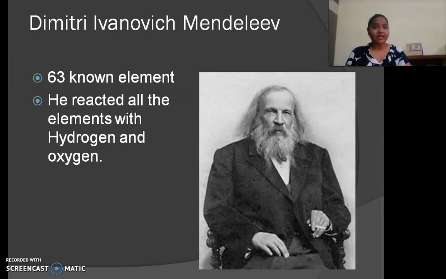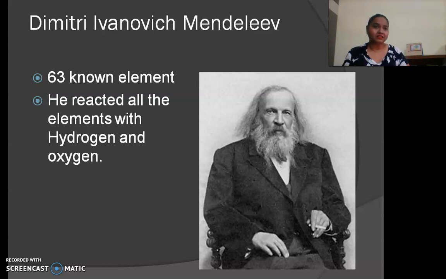Now the question that might arise in your mind is, why hydrogen and oxygen? These two gases were reacting with most of the elements. While reacting these gases with the known elements, he found that the elements and their compounds had certain similar properties. He started to group the elements having similar properties together.